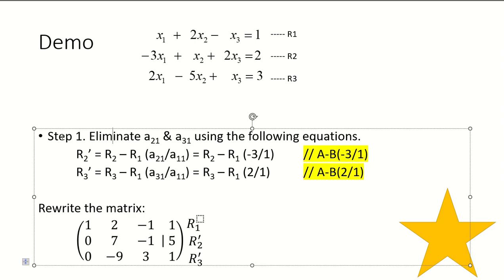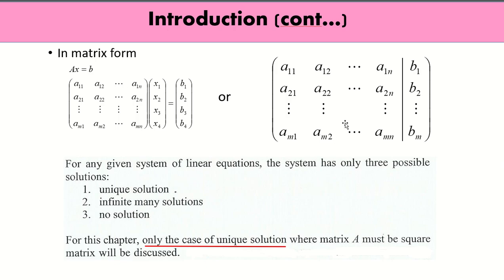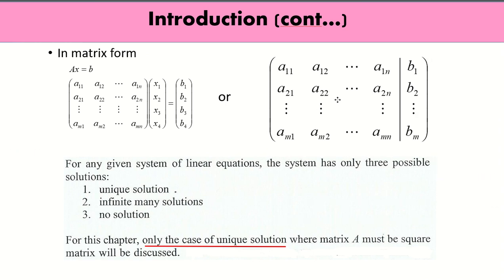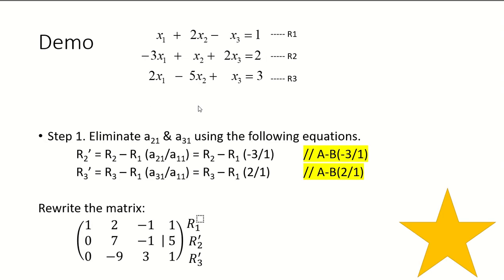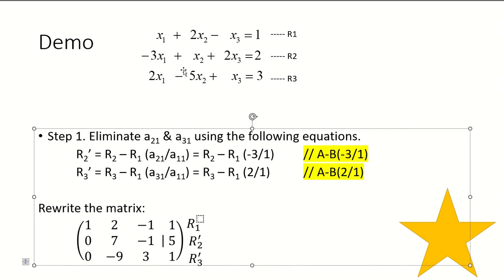So here we go. First, we eliminate the A21 and A31. Where are the A21 and A31? Then we need to go back to this general equation. So where's the A21 and A11? Maybe you can pause here and try to point it out by yourself.